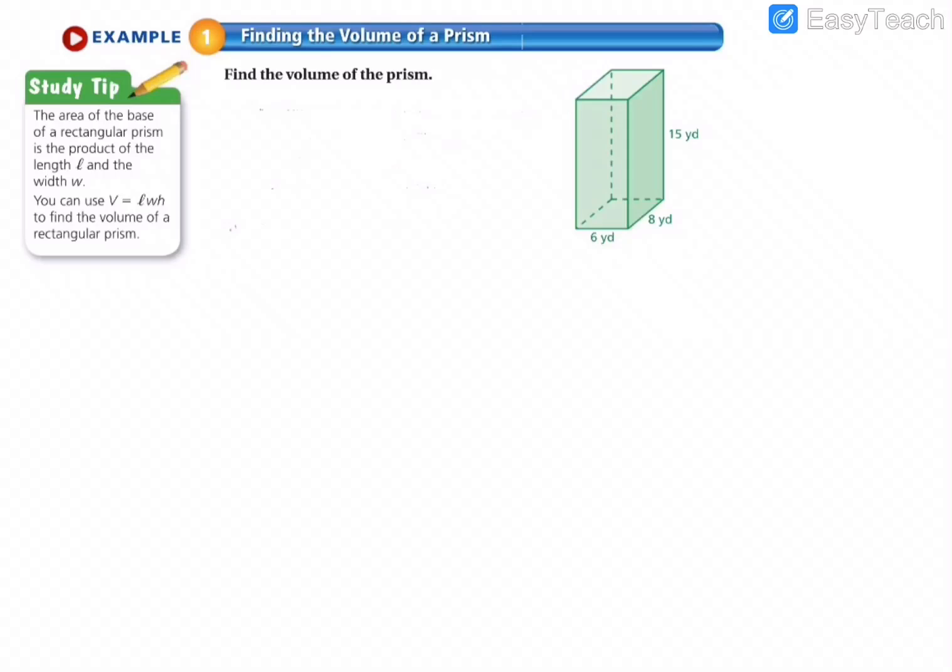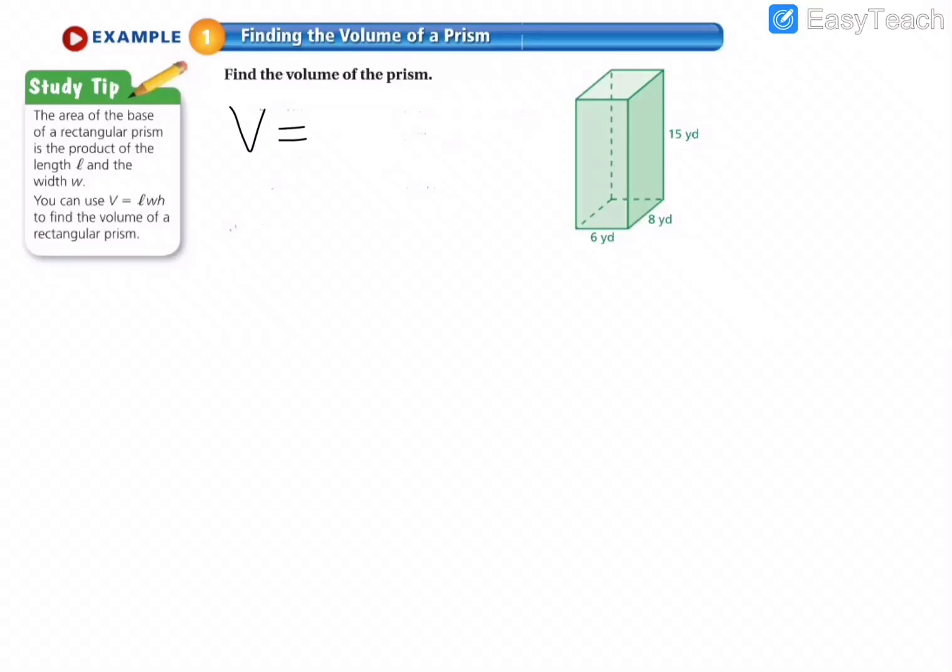Find the volume of this prism. We can tell from looking at the picture, this is a rectangular prism because it has rectangle bases. It does tell you over here in the study tip, which I took straight from your textbook, that the area of the base of a rectangular prism is the product of the length and the width. So you are able to use volume equals length times width times height to find the volume of this prism. That's basically all you need to do anytime you are seeing a rectangular prism or a cube, or anything with a rectangle base or a square base.